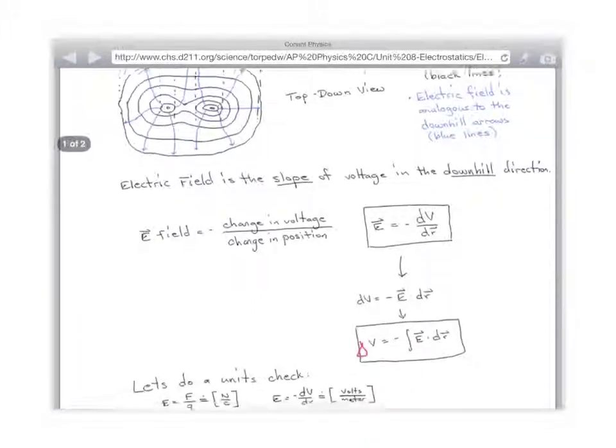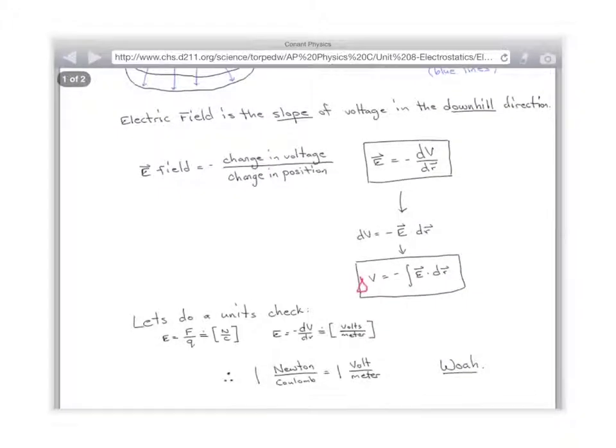All right, units check. Make sure the units check out. We know electric field is force per charge, which is newtons per coulomb. We also know electric field is dV over dr, which is volts per meter, which means 1 newton per coulomb has to equal 1 volt per meter. I think I mentioned that before. Okay, so that's the basics.